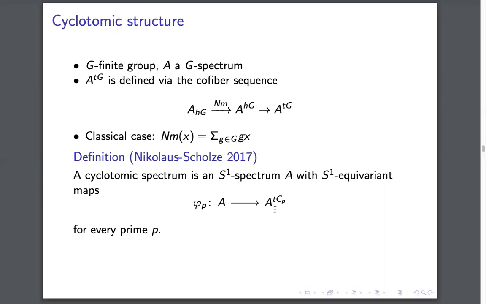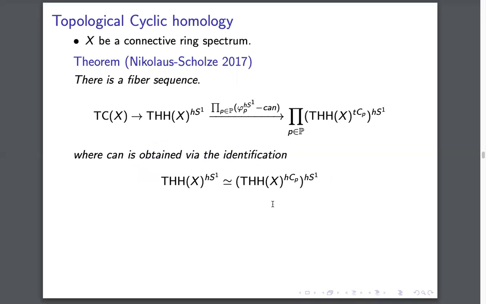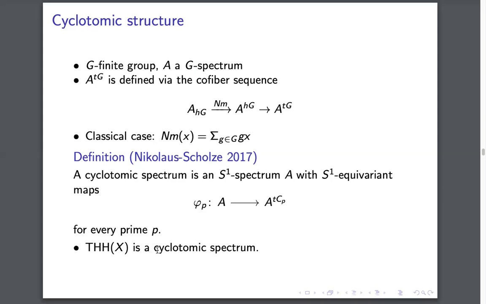Okay, so in this case, a cyclotomic spectrum is an S1 spectrum with S1 equivariant maps from itself to its Tate construction for each prime. That's what a cyclotomic spectrum is. And THH of X is a cyclotomic spectrum. So I already told you THH of X is an S1 spectrum, but this also says that it comes equipped with maps from itself to its Tate construction with respect to CP. CP here again denotes the cyclic group of order p, and one considers it as a subgroup of S1, okay? So one can do that. And now we're ready to define. So THH has these what's called Frobenius maps, φ_p, okay?